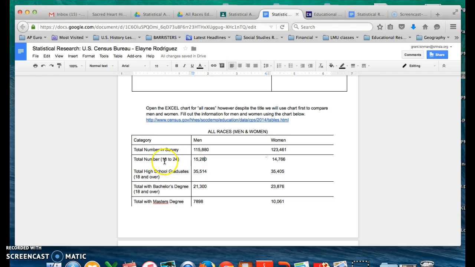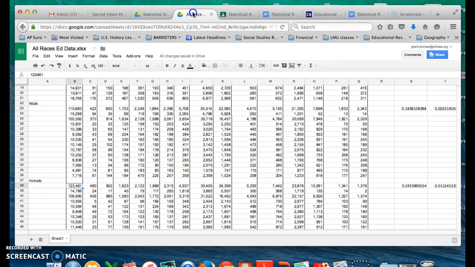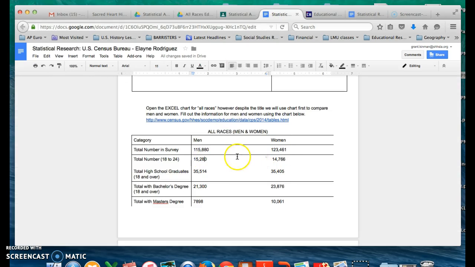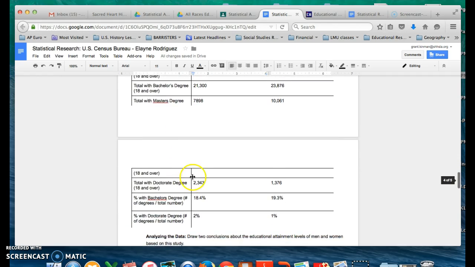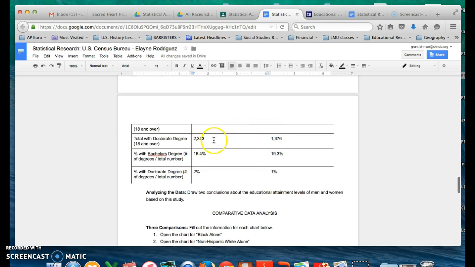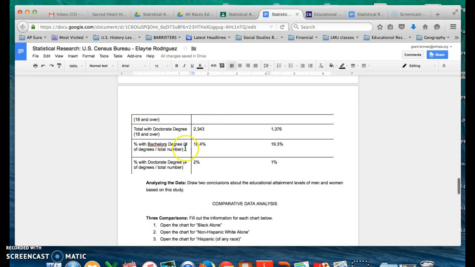Let's see how Elaine did. Looks great. Then she found the total number ages 18 to 24. On your other chart, that is this number right here. Okay, so I had you record that information because I think it's compelling information, because that's when somebody normally graduates from high school. So she has her data there, and then you continue on. Total high school graduates 18 and over, total with bachelor's degrees, total with master's degrees, total with doctorate degrees. Okay.